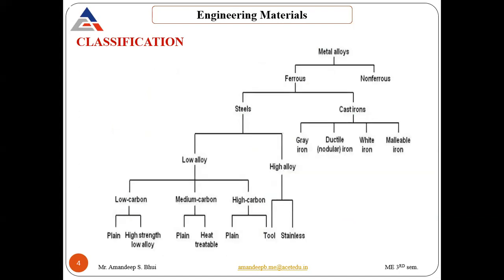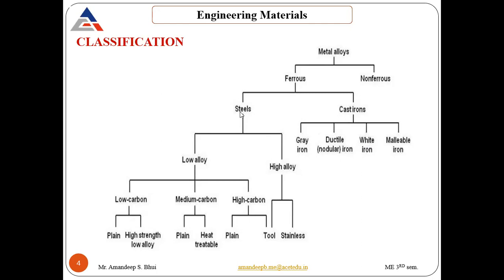Now, if we talk of metals and alloys, they can again be divided into ferrous and non-ferrous. Ferrous materials can be subdivided into steels and cast iron. Cast iron can be gray iron, ductile or nodular iron, white iron, and malleable iron, depending upon the various ingredients or different metals that we put in. So we can tailor-make our material by making an alloy.